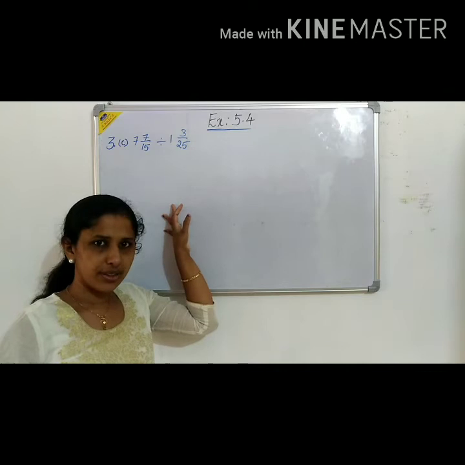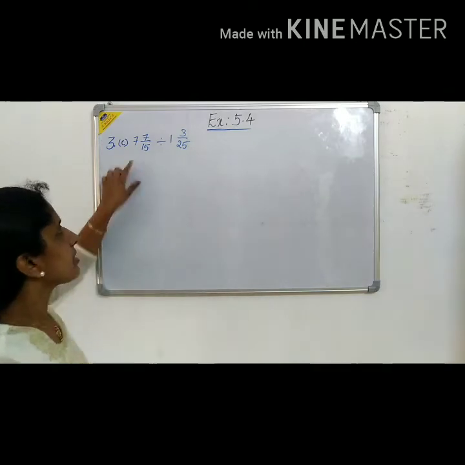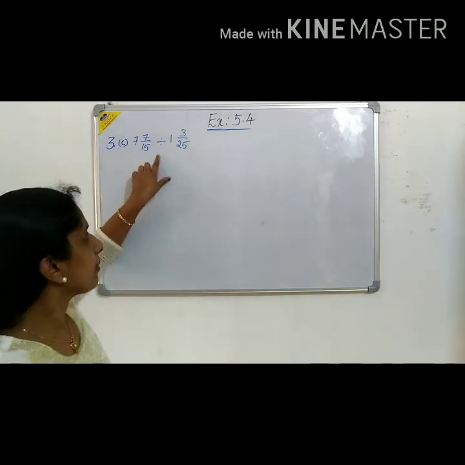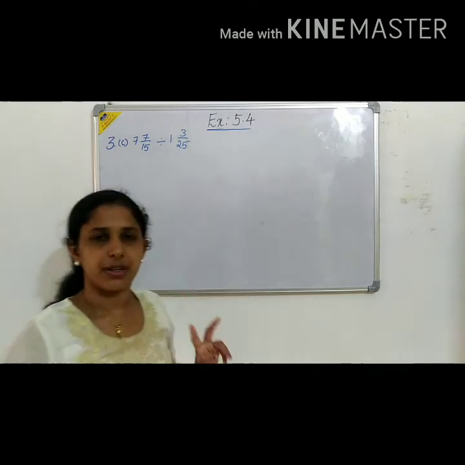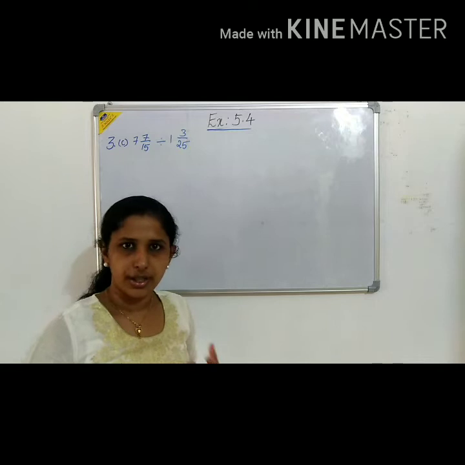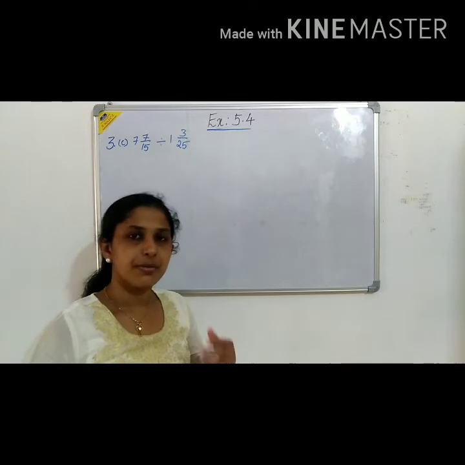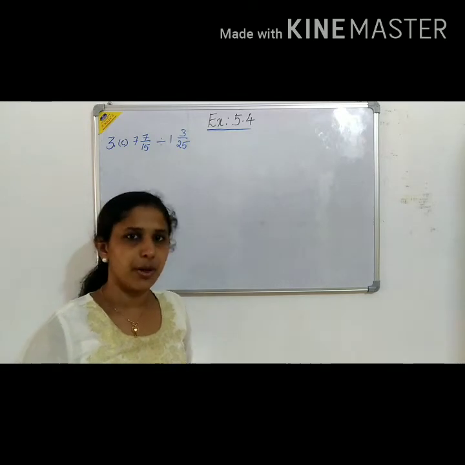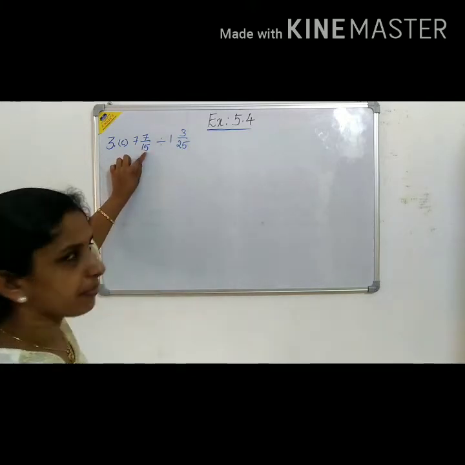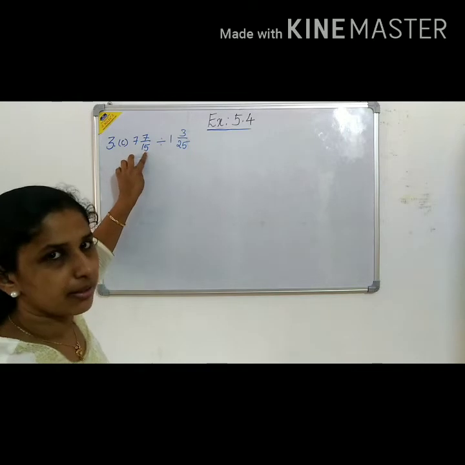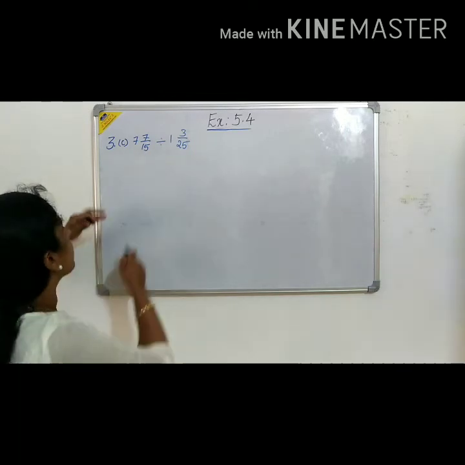Now question number 3, C. 7/15 divided by 1 3/25. Here also two mixed fractions are there. We are going to divide these mixed fractions. So first of all we will convert this into improper fraction. Then we will do reciprocal multiplication. So here 7 into 15. 7 15s are 105.